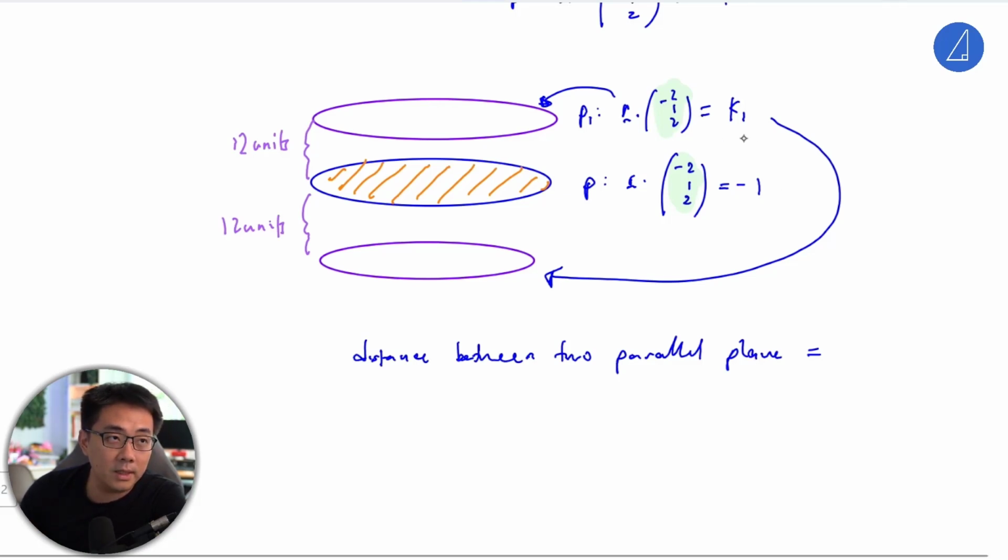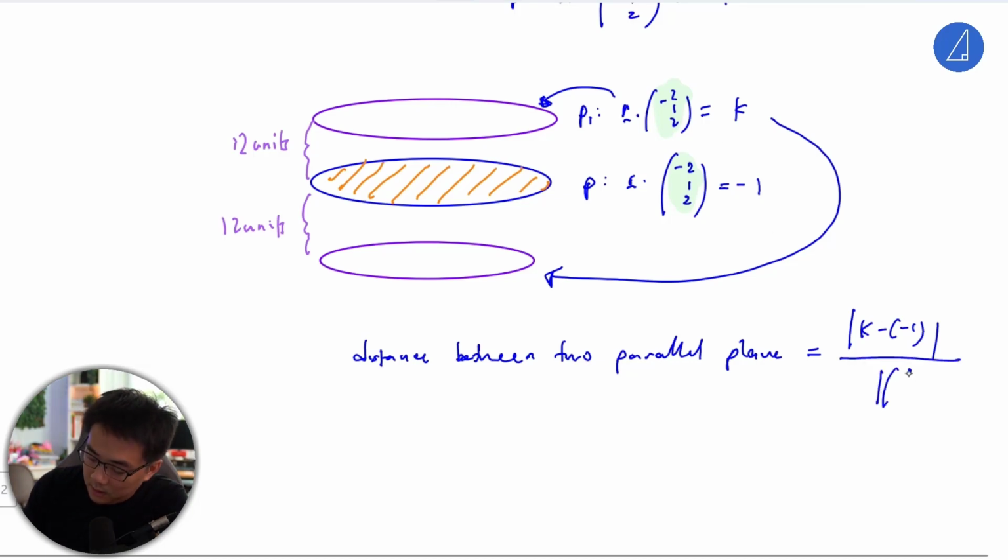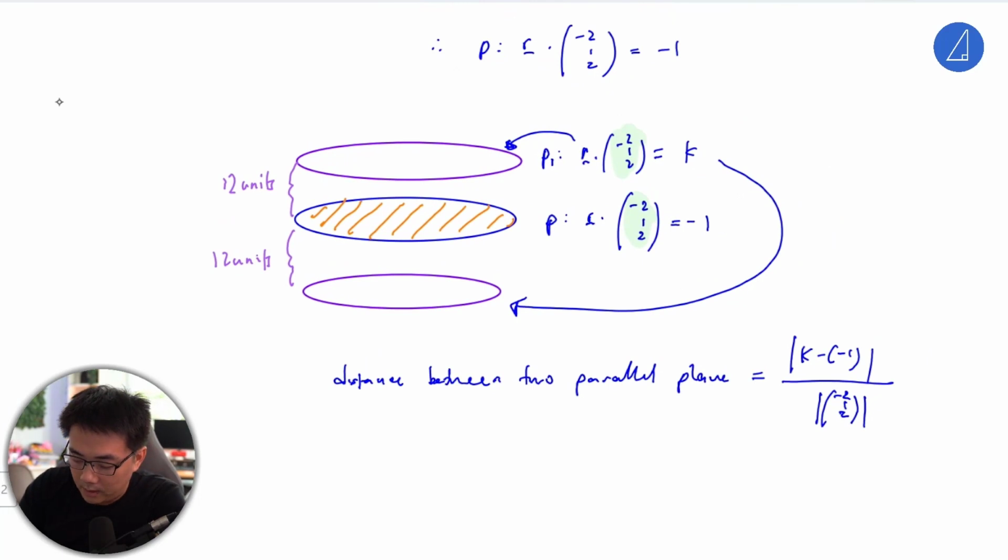Once the normal is the same, you just take this scalar multiple constant here, so it's k1 minus 1. Actually, I can just put this as k. Just take k minus 1 divided by the mod. Is this okay? So the formula is k1 minus k2 over mod n. I derived this before, so I just leave it.